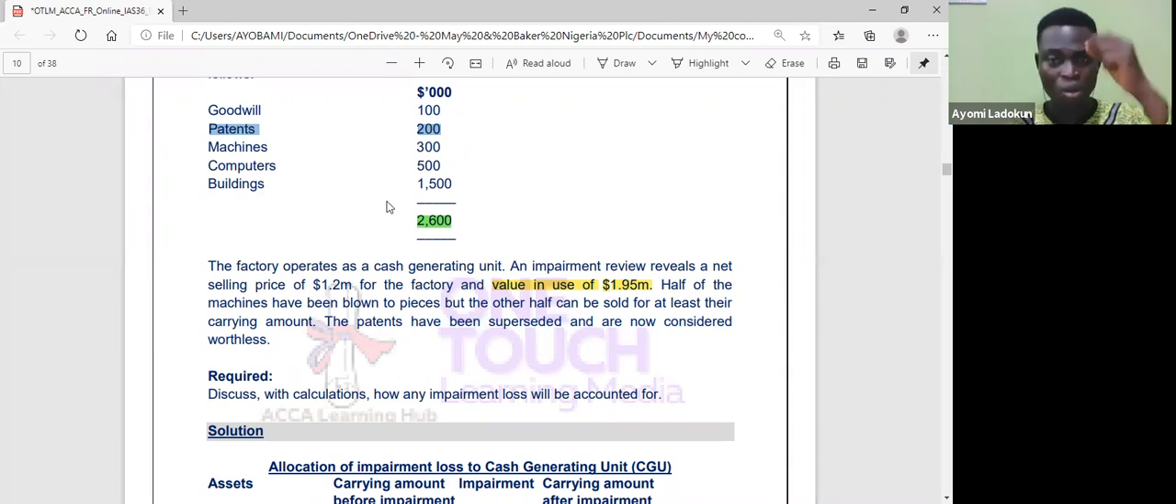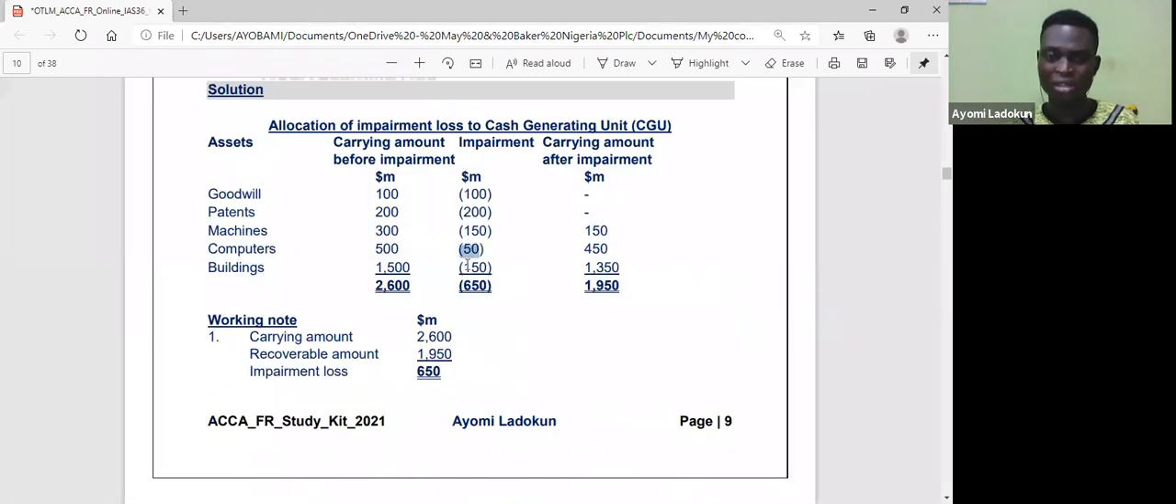I go to step 2: reduce goodwill to 0. This is 100. Out of my 300, I have 200 left. I have not touched computers and building, so I will allocate that 200 on computers and building. I add these two carrying amounts together, which gives me 2,000. I say 500 divided by 2,000 multiplied by 200, which gives me 50. I also say 1,500 divided by 2,000 multiplied by 200, which gives me 150. So 50 and 150. The 50 machine is the half blown to pieces, the patent is now worthless, and goodwill reduces to 0, and that is the end of that question.